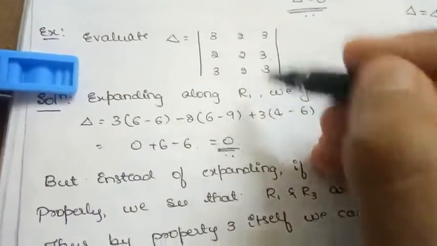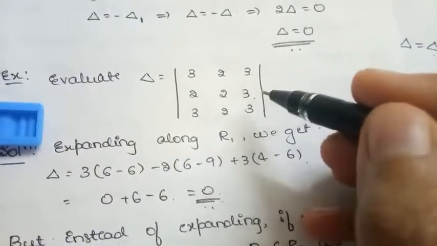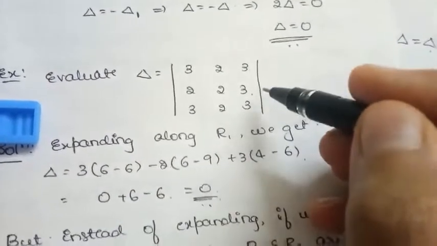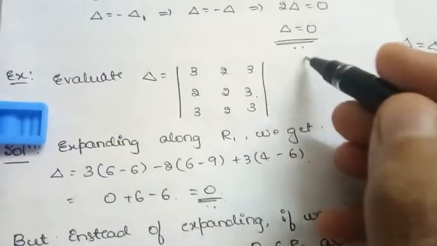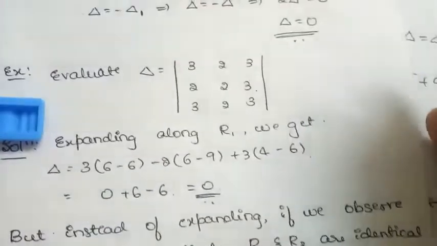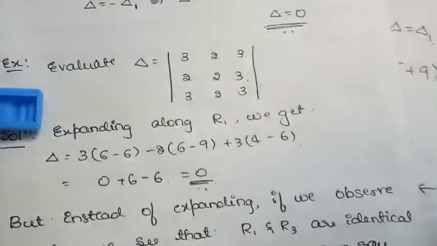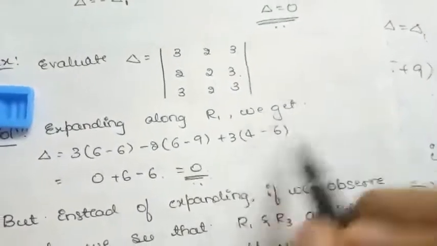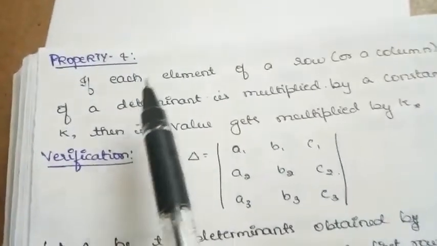So in this case, by looking at the determinant, if you observe that these two rows are identical, instead of expanding, you can directly write delta is equal to 0 because row 1 and row 3 are identical. That's all. This will save the expansion work and your time. That is how the properties are used. So here it is, our property 4.